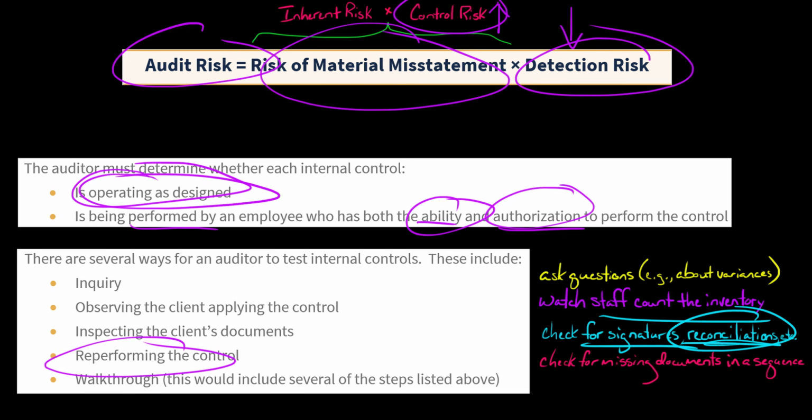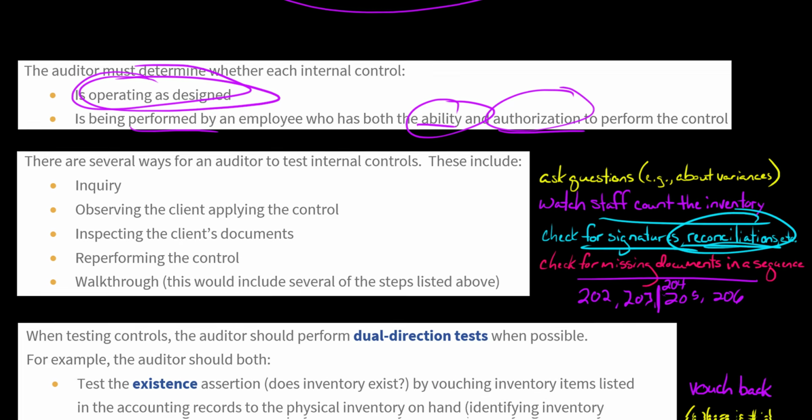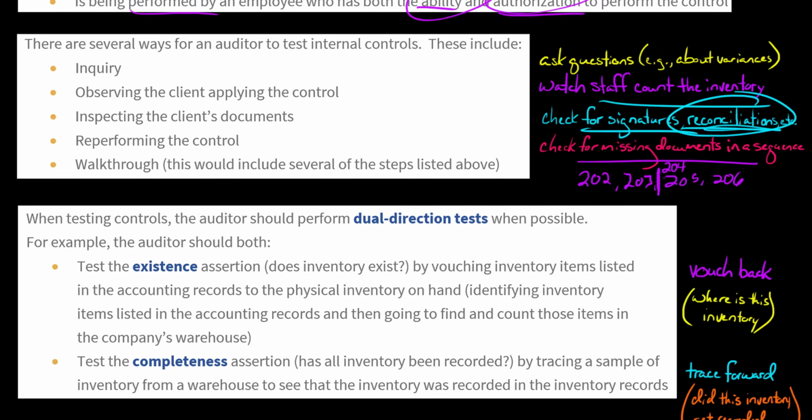Reperforming the control. So the client should be doing this, but the auditor could go themselves and check for missing documents in a sequence. So if we're talking about material requisition forms, ideally they'd be pre-numbered. So let's say you've got number 202, number 203, number 205, number 206, and then the auditor can go and check and say, hey, wait a minute, we're missing one. Where's 204? That's not showing up in the system. So that's something that the auditor could check. So this is just high level, some things. We'll get into more detail in a minute.